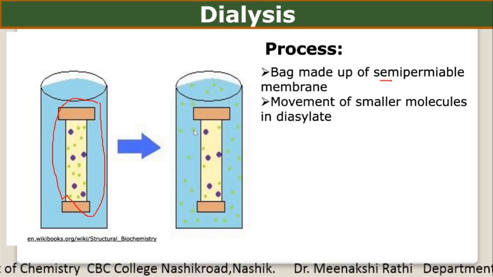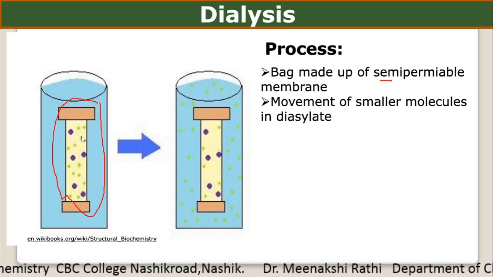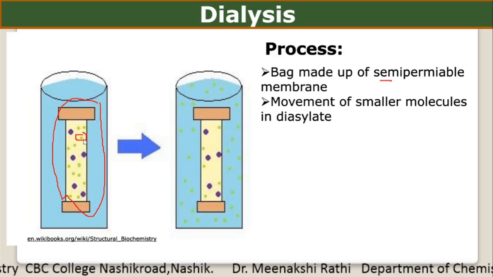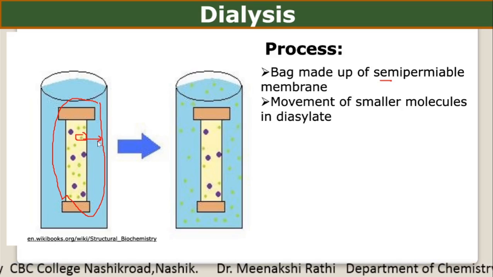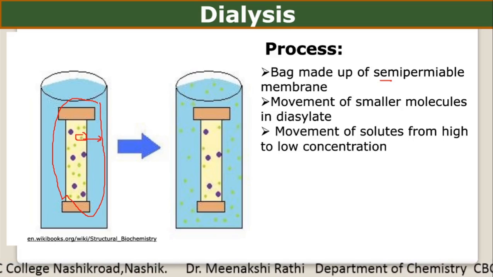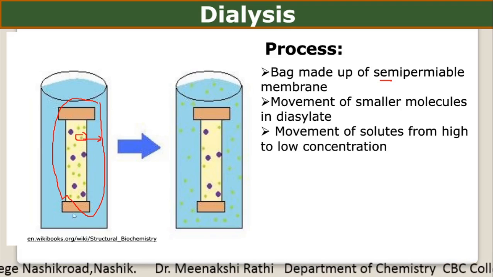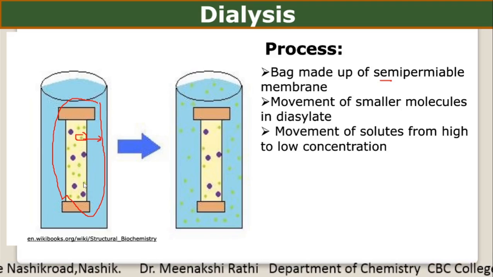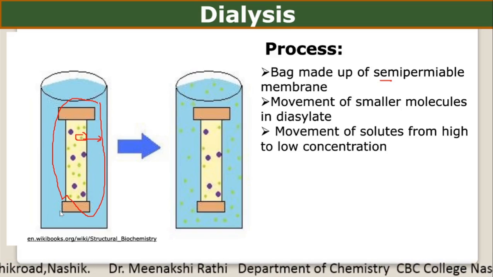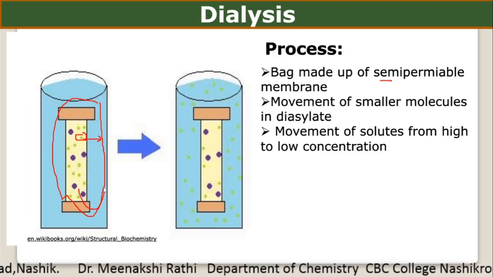Now, when this bag is kept in the dialysate, smaller molecules, you can see the green molecules, move into the buffer solution or into the dialysate. And this movement is always from high concentration to low concentration. Now in the bag, there is a high concentration of molecules, while in the solvent or dialysate, the concentration is low. So this movement is from higher to lower.